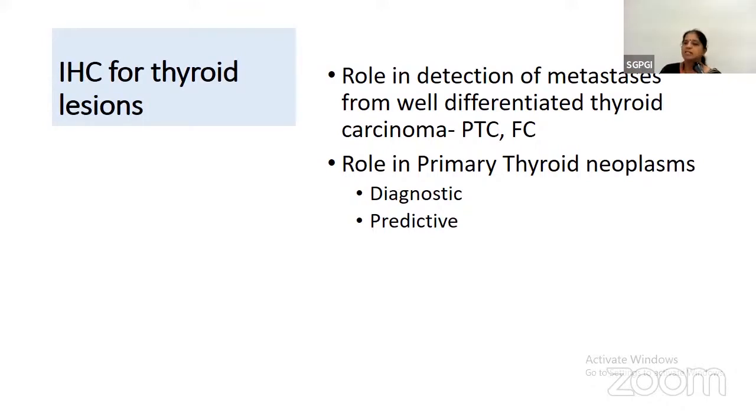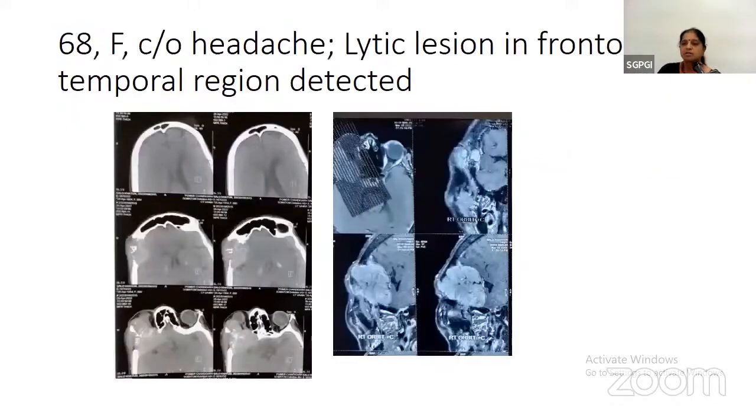What about IHC for thyroid lesions? Should we do a cell block in all cases when there is suspected thyroid neoplasia? Well, I'd say its big role is in the detection of metastasis from well-differentiated thyroid carcinoma. And as far as its role in primary thyroid neoplasms, let me just show you the data, whether it's useful in the context of diagnosis, is it useful in the context of predictive markers.